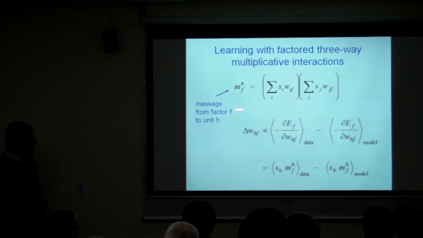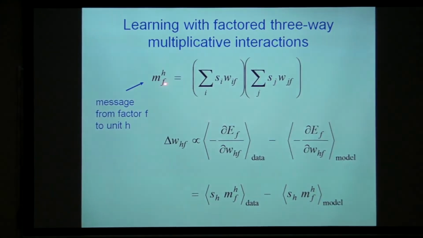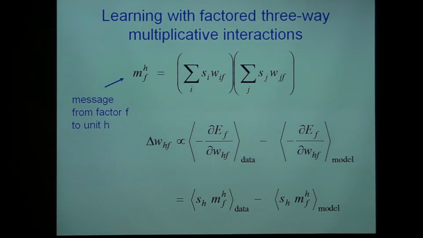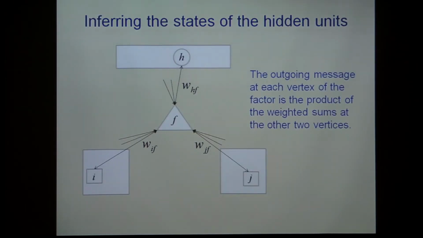So this is just saying what I just said in equations. This is the message that factor f sends to hidden unit h. It's the product of these two sums. If you look at the learning algorithm, how you change this weight in order to improve your model of the data is the difference of two derivatives. The derivative of the negative energy when you're showing it data, and the derivative of the negative energy when you're sampling from the model. And we're going to learn a conditional model here. That is, to begin with, we're going to learn to model this conditional on that.